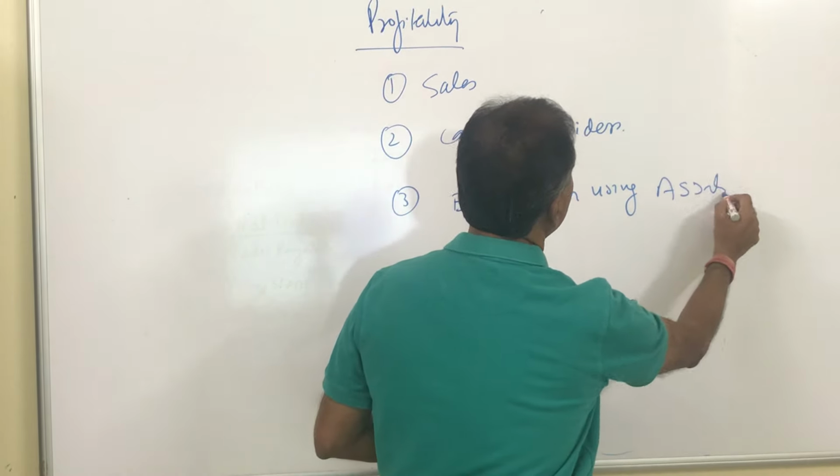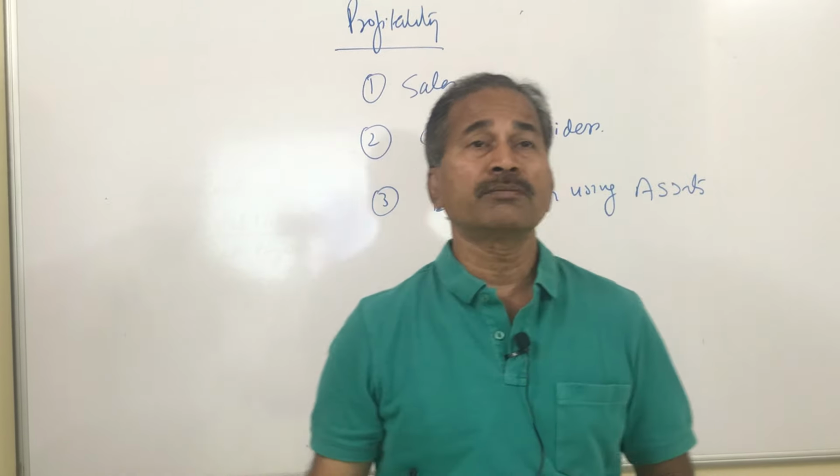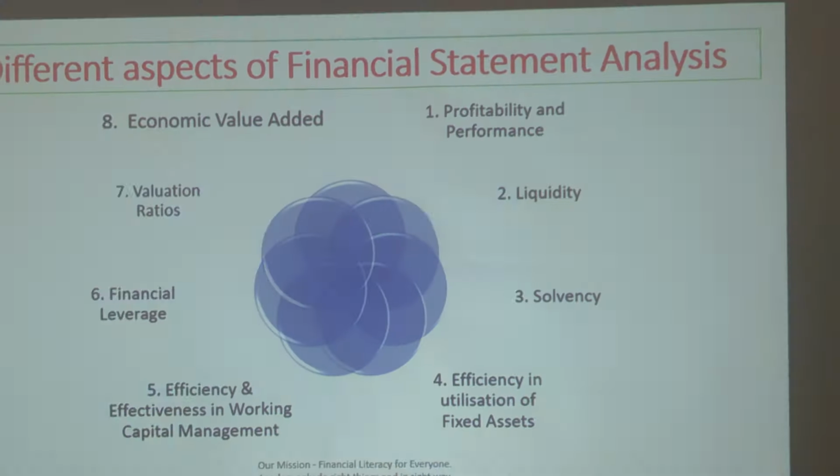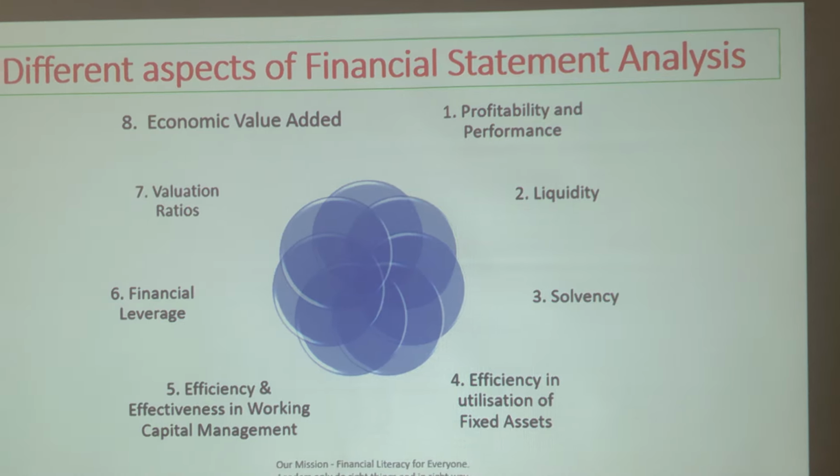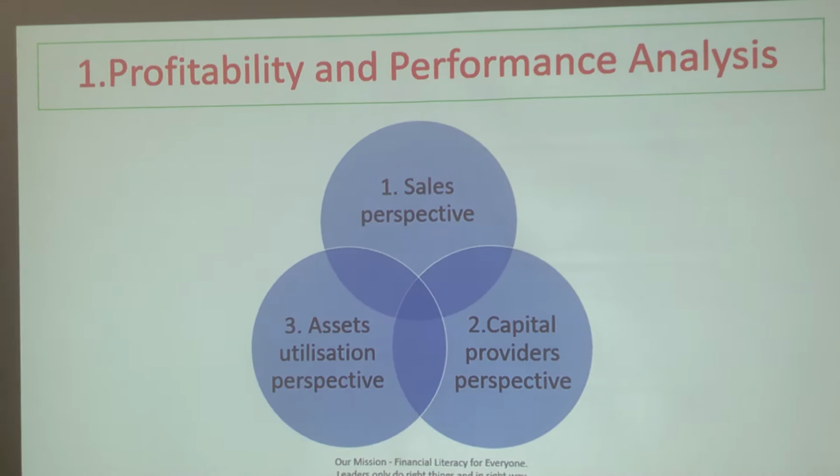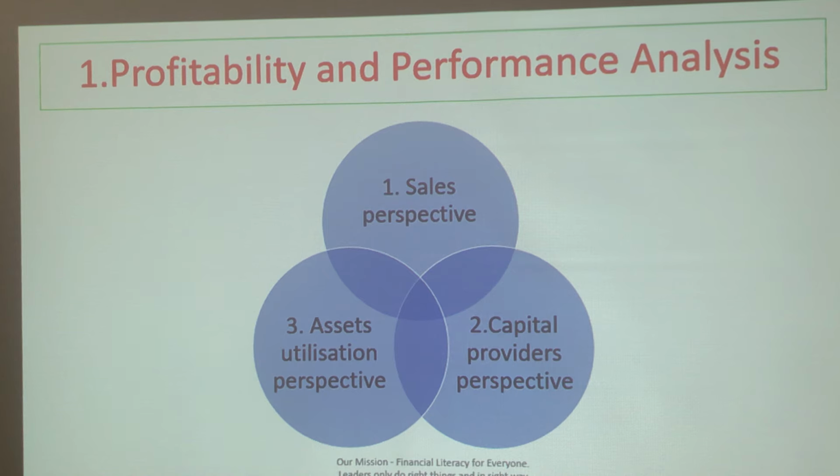So these are, friends, the 3 different perspectives for analyzing profitability of any business. Number 1, from the sales perspective; number 2, from the perspective of capital providers; and number 3, from the perspective of asset utilization. That means how efficiently a business is using its assets, what kind of return the business is able to generate, what kind of operating profit a business is able to generate from the use of those assets. So these are the 3 angles. Let us now look at them one by one.